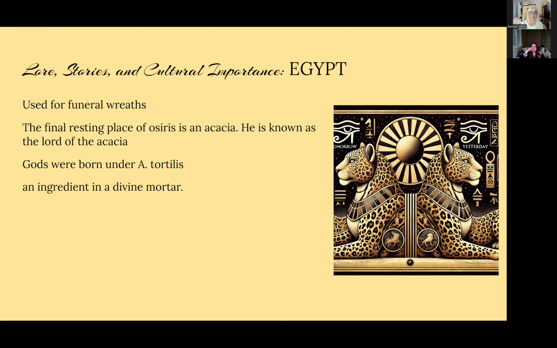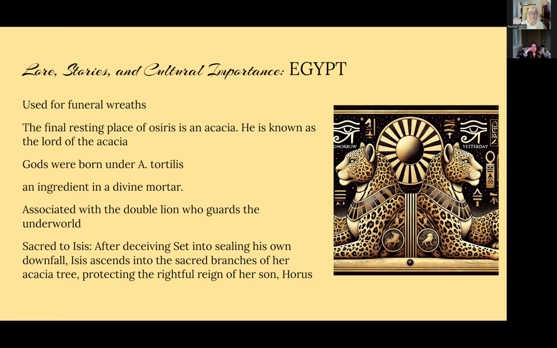It's an ingredient in a divine mortar. And it's associated with this double lion that we see who guards the underworld. It's also sacred to Isis. So after deceiving Set into sealing her own downfall, Isis ascends into the sacred branches of the acacia tree, protecting the rightful reign of her son Horus.